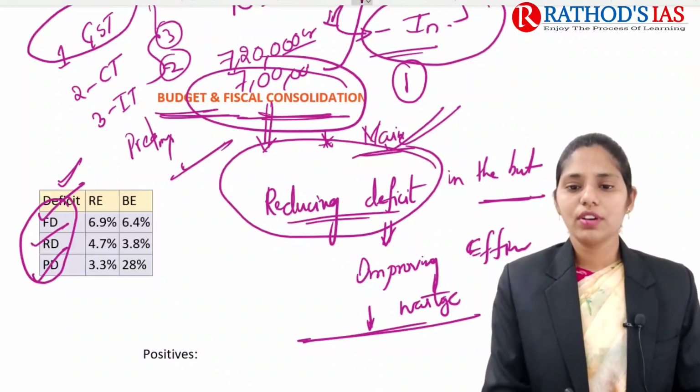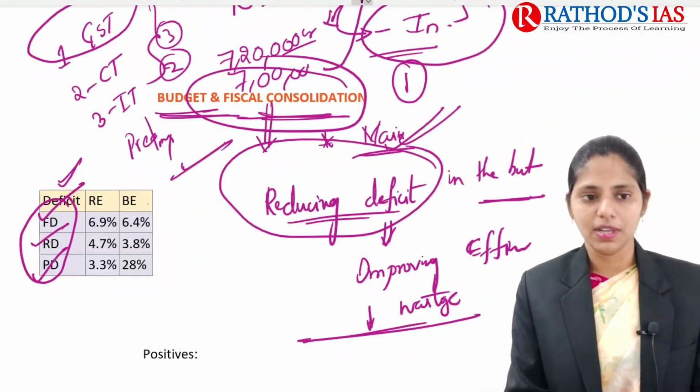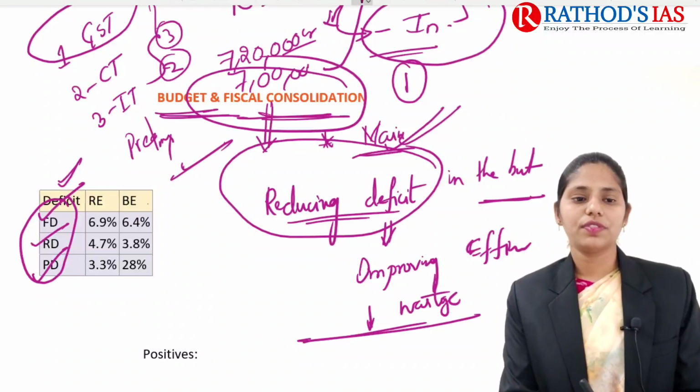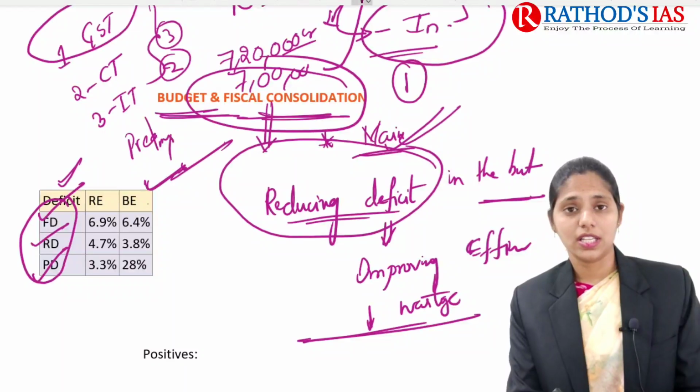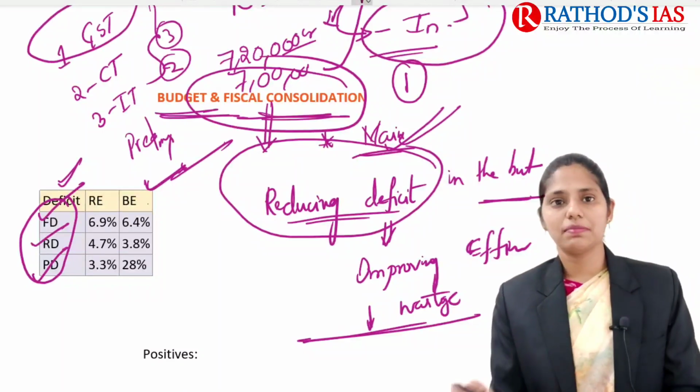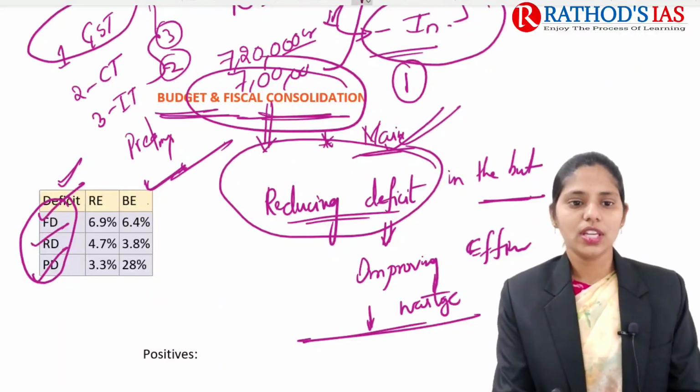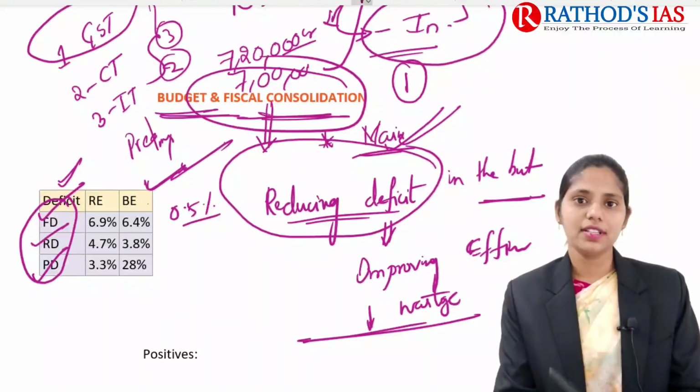If you're talking about the revised estimate and the budget estimate, here the revised estimate of the fiscal deficit is 6.9%. Now the budget estimate says that we are going to decrease the fiscal deficit to 6.4%. So there is a 0.5% decrease, right?